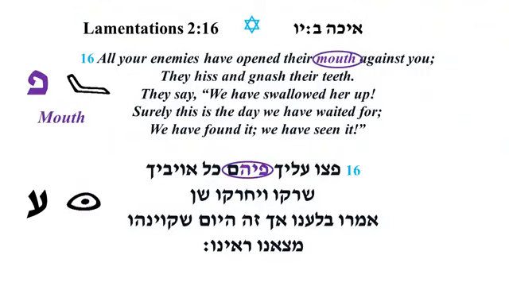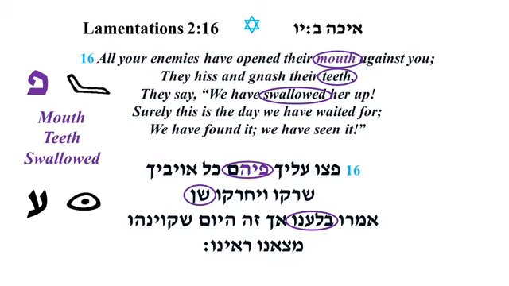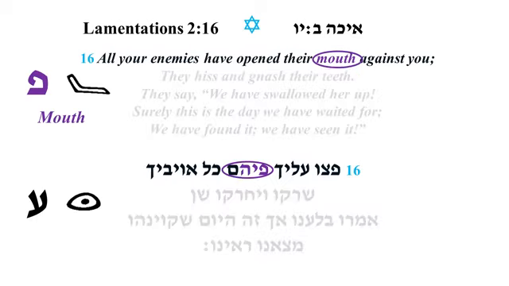In chapter 3, before we go, we'll just show you, pay represents mouth. Ayin represents eye. And you can see in verse 16, it talks about the enemies have opened their mouth. They gnashed their teeth. They have swallowed. You see, we have swallowed her up. All having to do with mouth. And then we have found it. We have seen it. The seeing comes after the speaking. Right? That's the wrong order. God wants you to see, know, and understand before you speak. Got it? That's why ayin comes before pay.